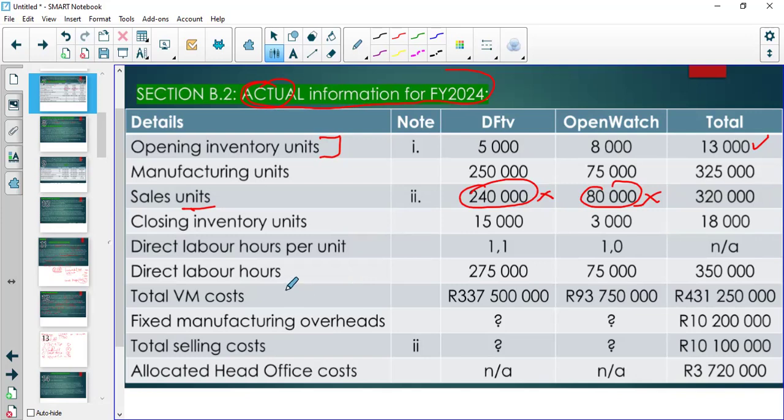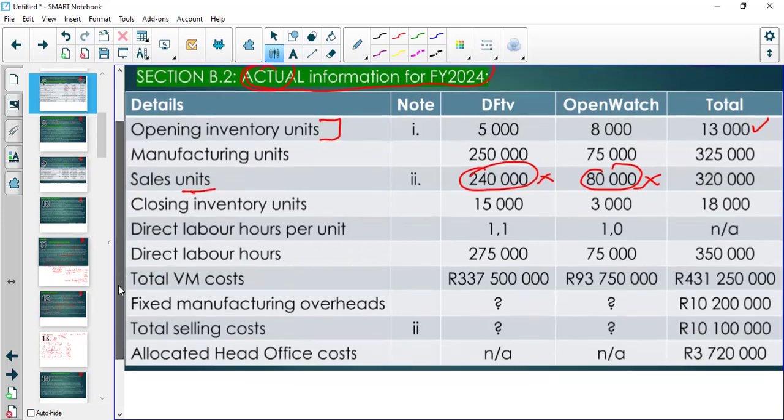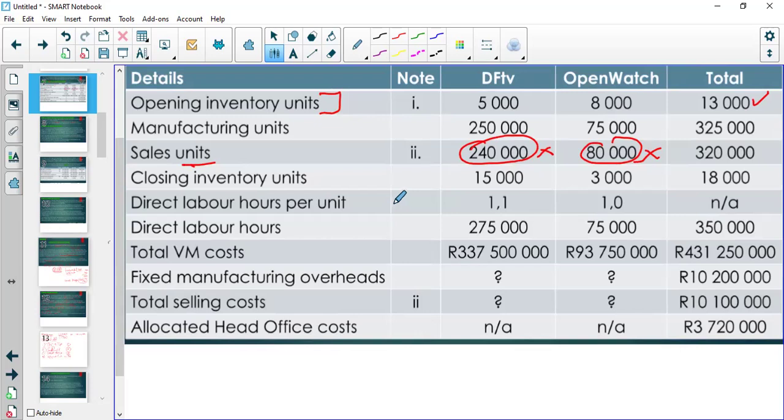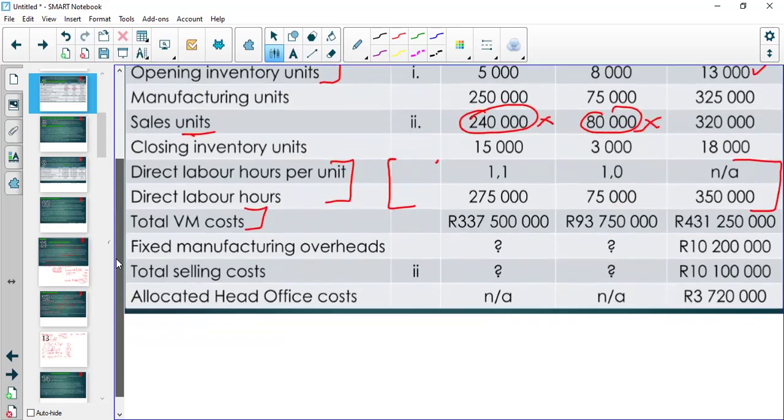Right, so this is interesting. I don't understand. Okay, I do. Because I'm seeing here direct labor costs and total variable manufacturing costs. I'm saying, what is that? So this is just for us to calculate the applied fixed manufacturing overheads.